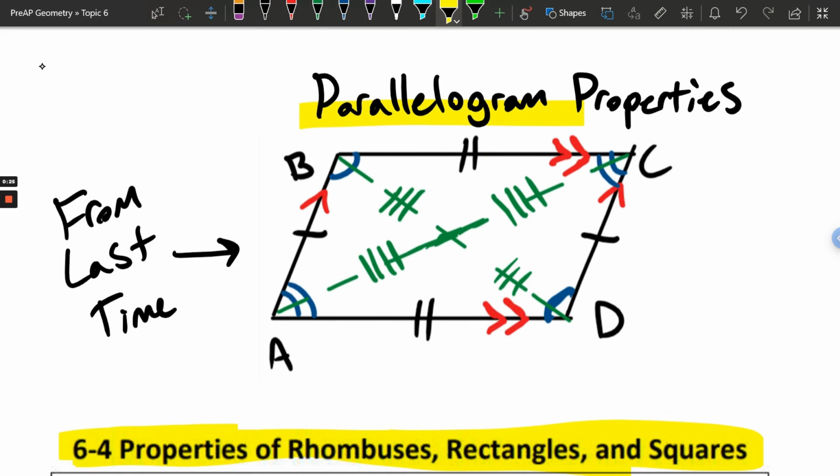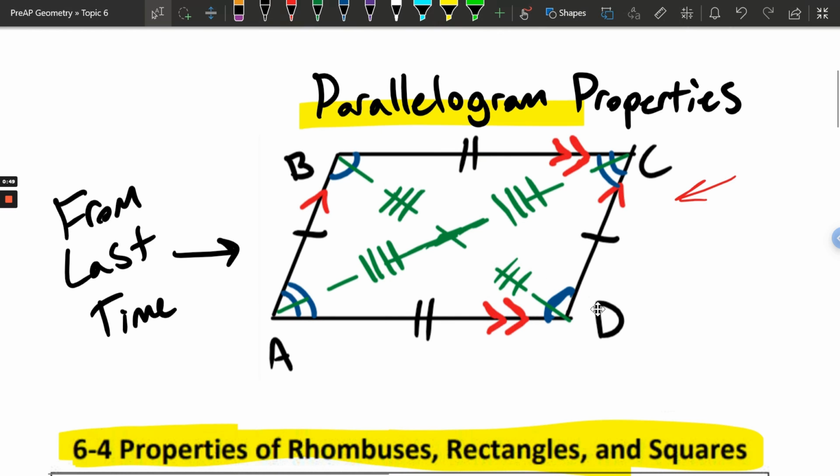Since all three of these are parallelograms, I will be referring a lot to these properties that we discussed on our last lesson. Just to review really quick, we have opposite angles congruent in a parallelogram. Obviously, we have parallel lines on opposite sides. We also have opposite sides congruent to each other.